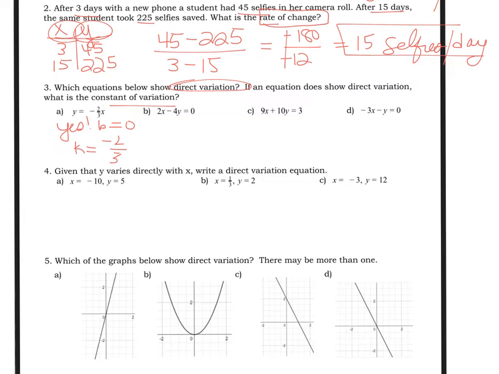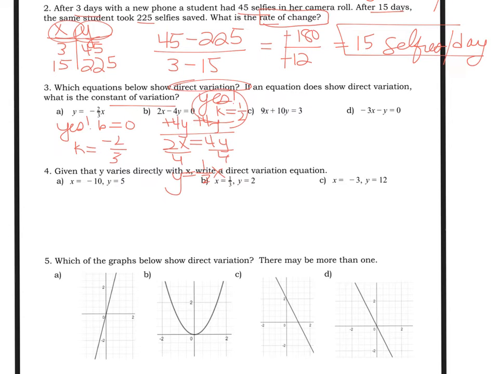If I look at B, I can't tell yet because y is not alone. So I'm going to add 4y to the other side, so then 4y is no longer negative. So I have 2x equals 4y, divide by 4. So I have y equals 1/2 x. So is this a direct variation? Yes, because b equals 0. So k equals 1/2.